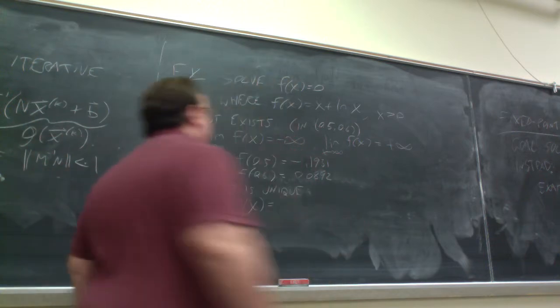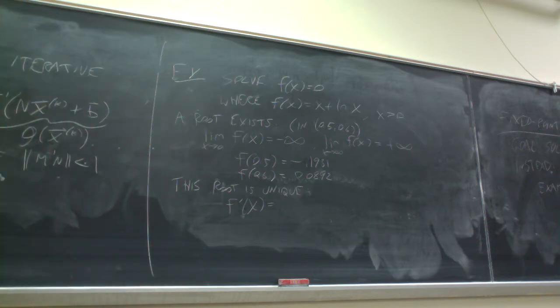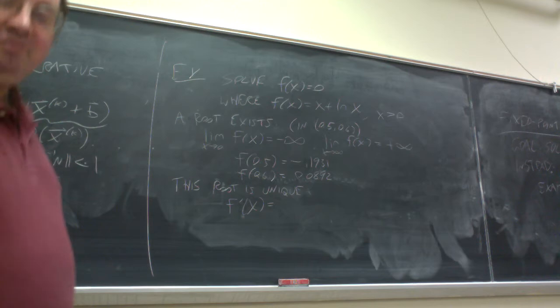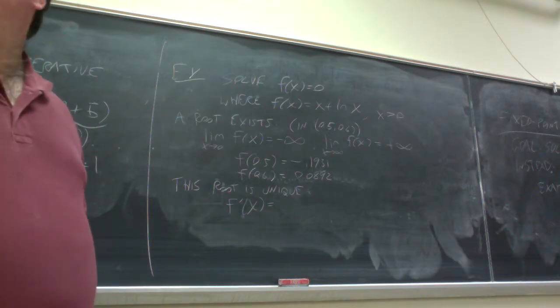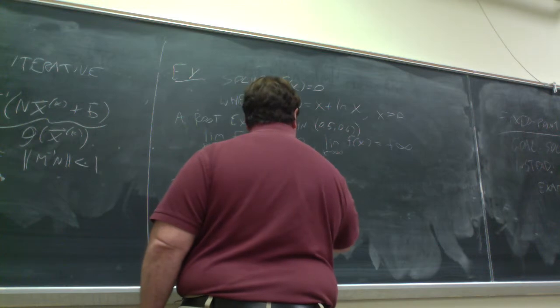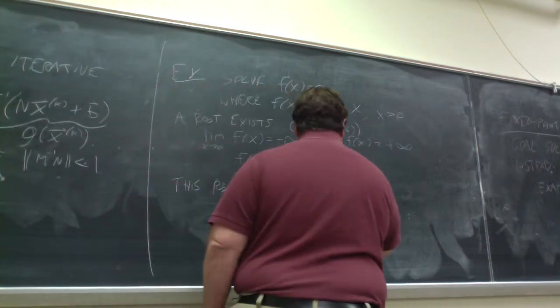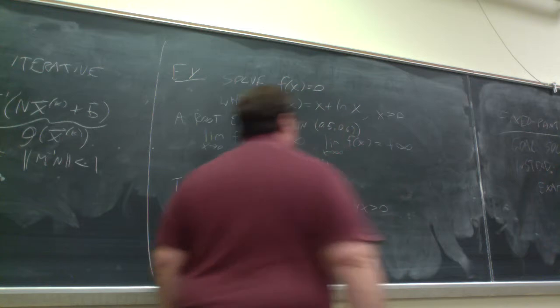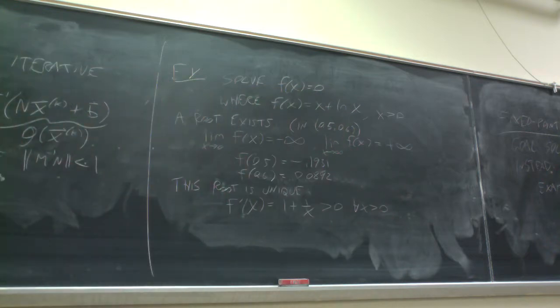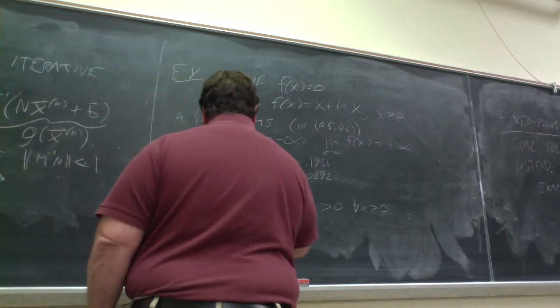And the reason why is by looking at the derivative. What is the derivative? 1 plus 1 over x. Yeah, 1 plus 1 over x. Now, x has to be positive. So what can we say about this derivative in terms of its sign? It's going to be positive. So this has to be positive for all positive x. Now, when a derivative is positive, what can we say about the function? It's increasing. Always increasing on its entire domain.